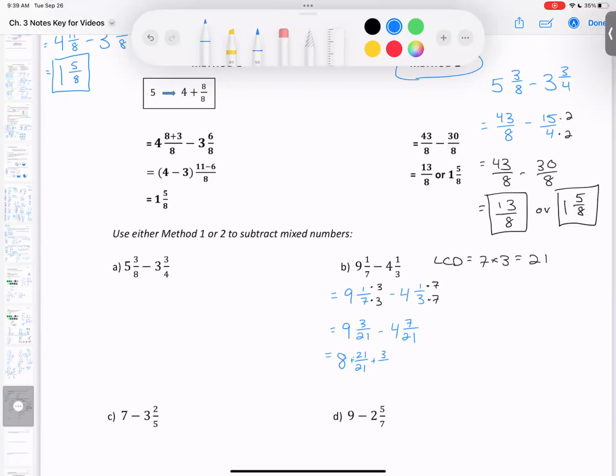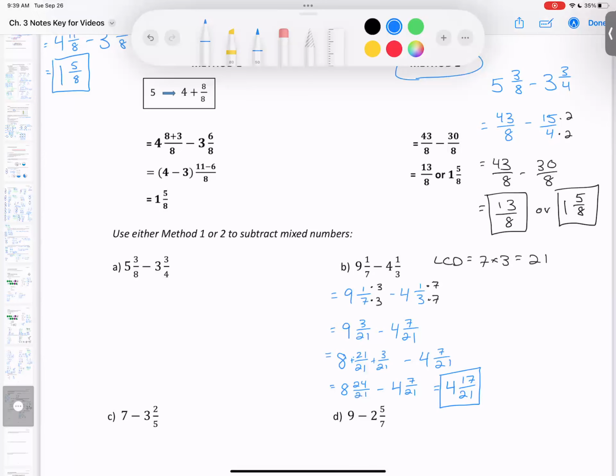Plus I have those 3 over 21s. And then we're going to be subtracting this mixed number here. So that's going to be 8 and 24 over 21 minus 4 and 7 over 21. Now I can do it using method 1 because 8 minus 4 gives me 4. 24 minus 7 gives me 17. So I get 17 over 21. And 17 is prime. 21 is not a multiple, so I know that's in its lowest form.